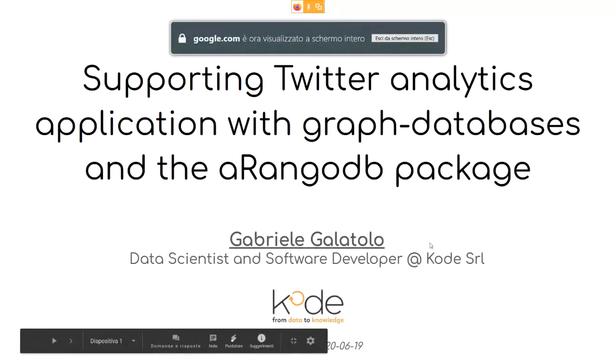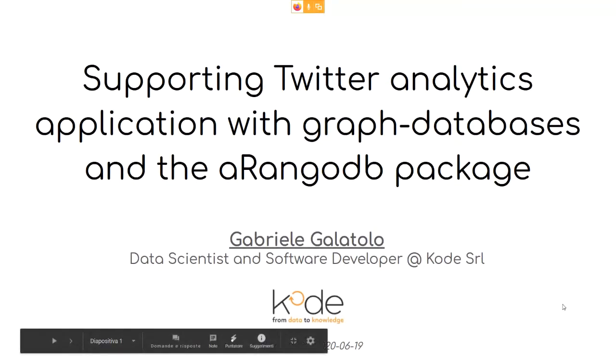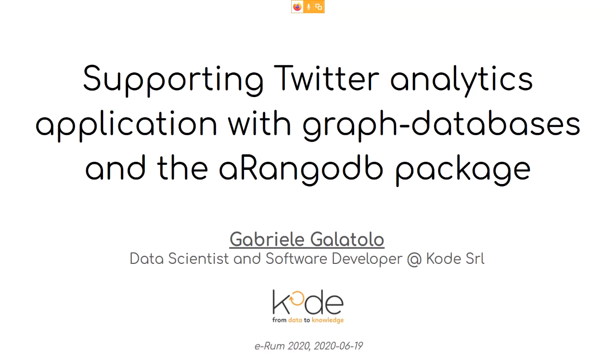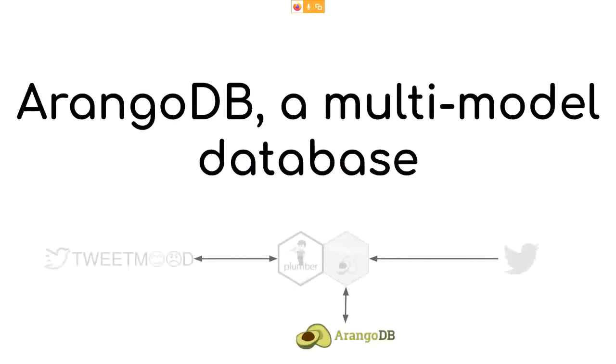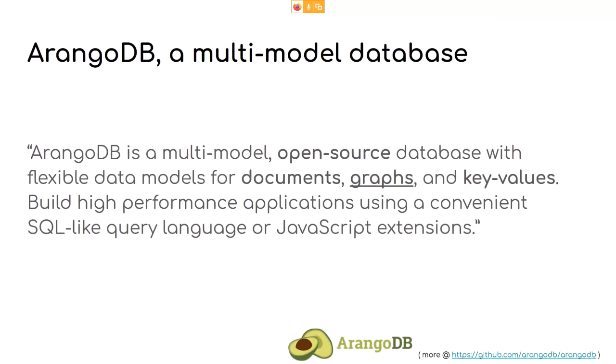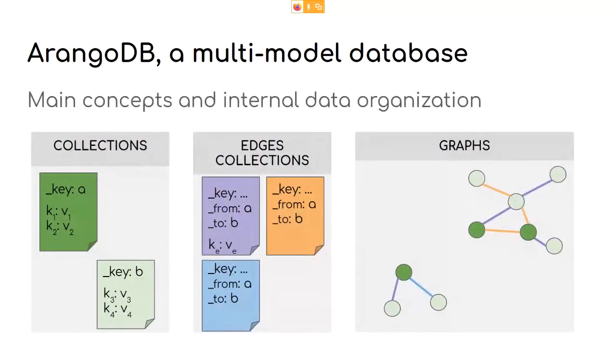Hi everyone, and in this talk I will briefly show you how we supported our Twitter sentiment monitor platform by using a graph-oriented database. As an underlying storage system, we use the aRangodb multimodal database, which provides storage capabilities using collections of JSON-like documents, in key-value form, basically. Data from collections can be linked to each other using special documents with reserved keys, underscore from and underscore to, to create a graph-native organization of data.